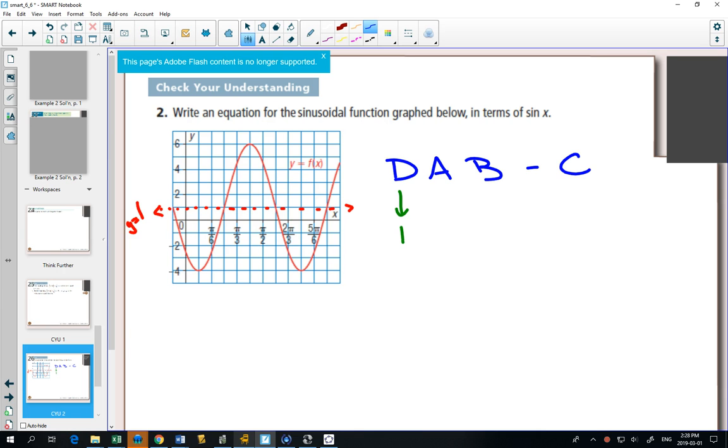And so that tells us that our d value is equal to 1. The second thing you would have graphed if you were doing DAB-C is you would have marked your maximum and your minimum using your amplitude. Well, our maximum is at 6 and our minimum is at -4. If we were using our amplitude, we would have gone from our center line up to 6 and from our center line down to -4. What distance did we go? 5. And so we can say that our amplitude is going to be 5.